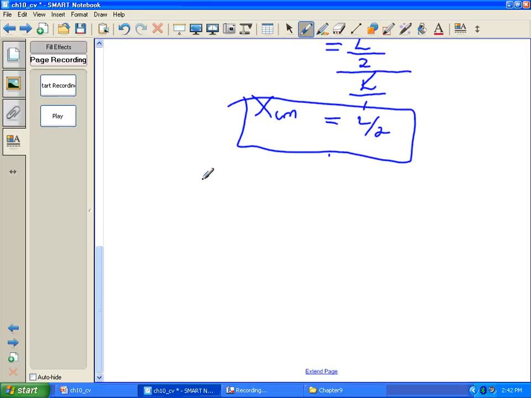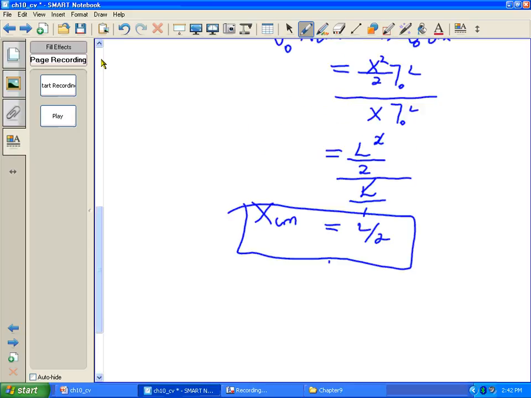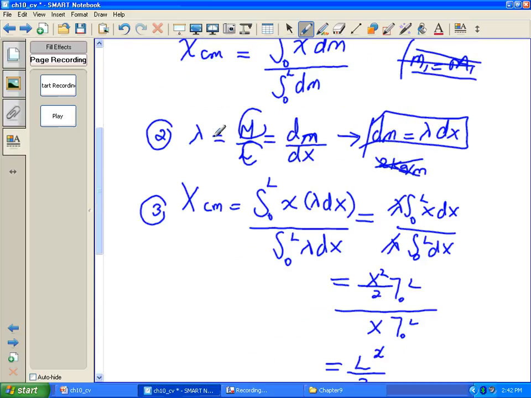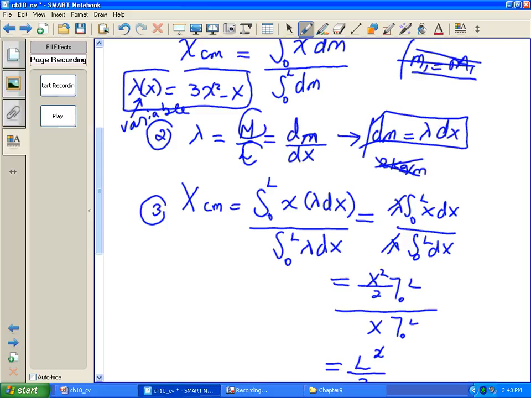Now, let's come back over here. Had our lambda not been a constant, if it would have depended on position, if they would have given us some functional form of lambda, for example, lambda as a function of x equal to 3x squared minus x, we would not have been able to pull that out of the integral because this would have been variable. It would have no longer been a constant. And in fact, such is the case with the next problem.